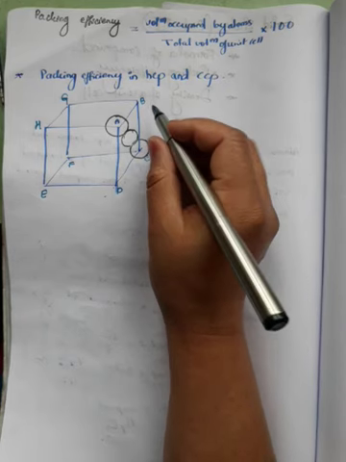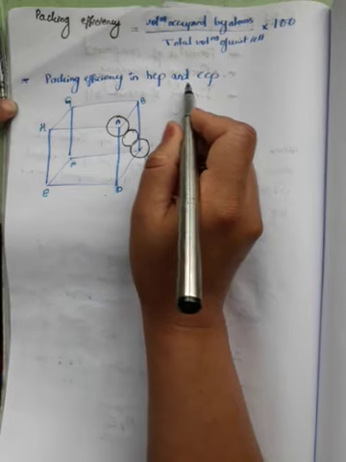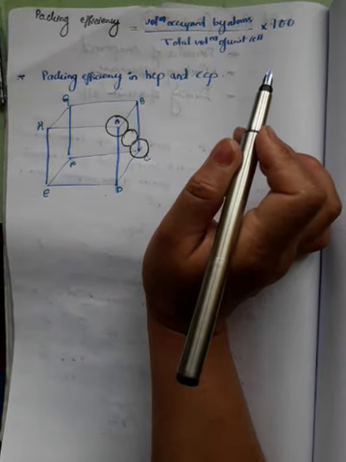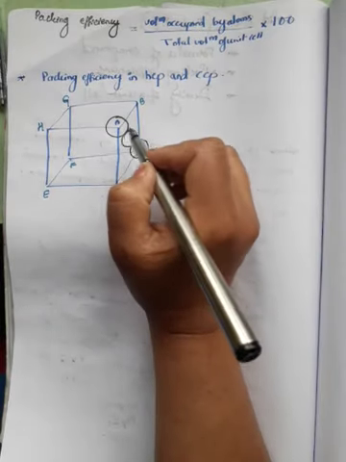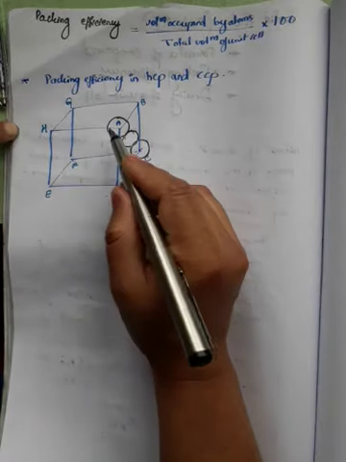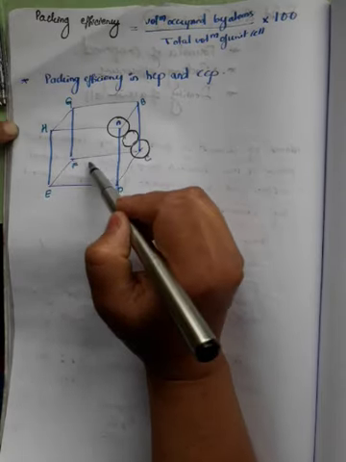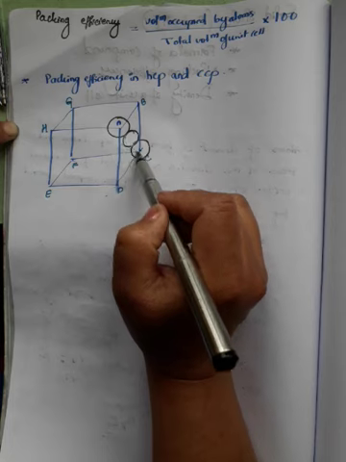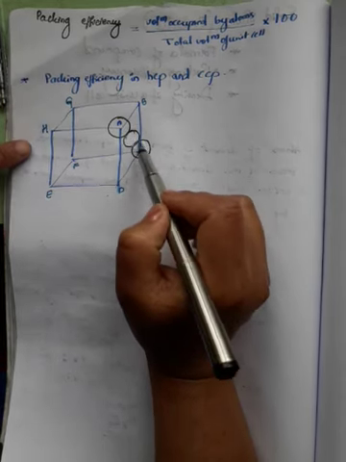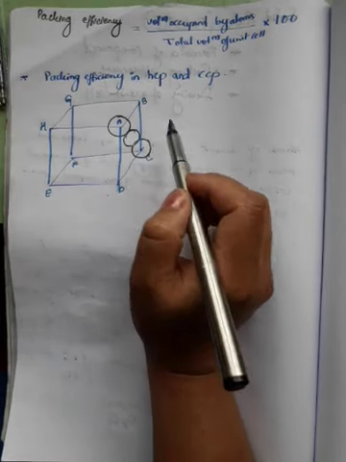Now let us try to calculate the packing efficiency for different types of crystal structure. First, the packing efficiency in HCP or CCP. Both are equally efficient because both have the same coordination number. In CCP, each unit cell is a face centered unit cell. In a face centered unit cell, atoms lie at the corners and at the face centers. For simplicity, I've just drawn the atoms at the corners and at this face center only.